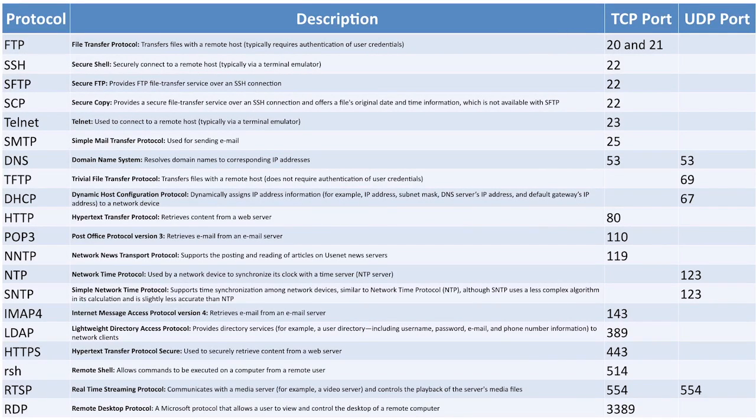Notice on this table, I've listed a protocol, its description, and what TCP or UDP port or ports it might be using. And notice that DNS could use either one. It could use either TCP or UDP. But let's get an overview of these protocols, many of which you're going to see throughout your networking career. First up is FTP, File Transfer Protocol.